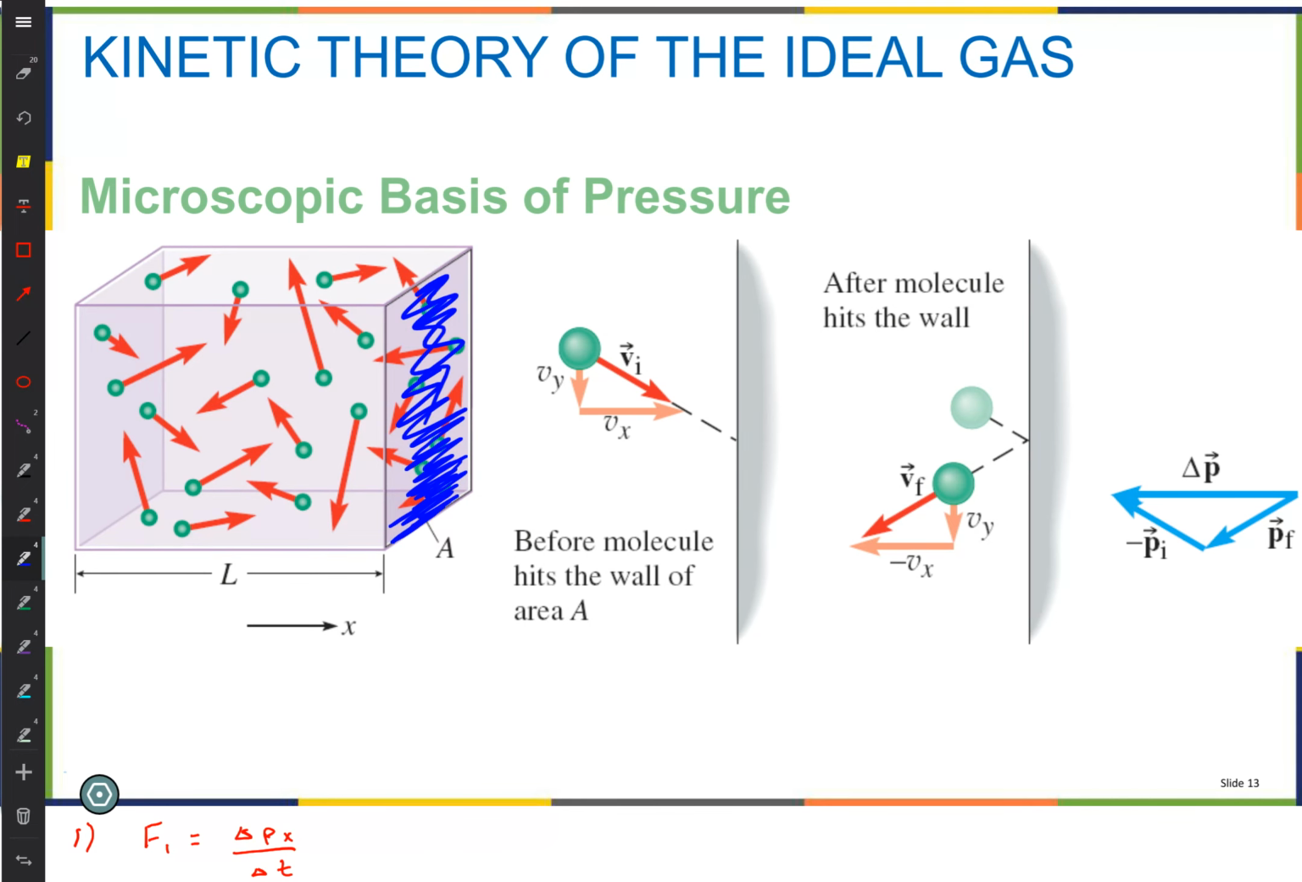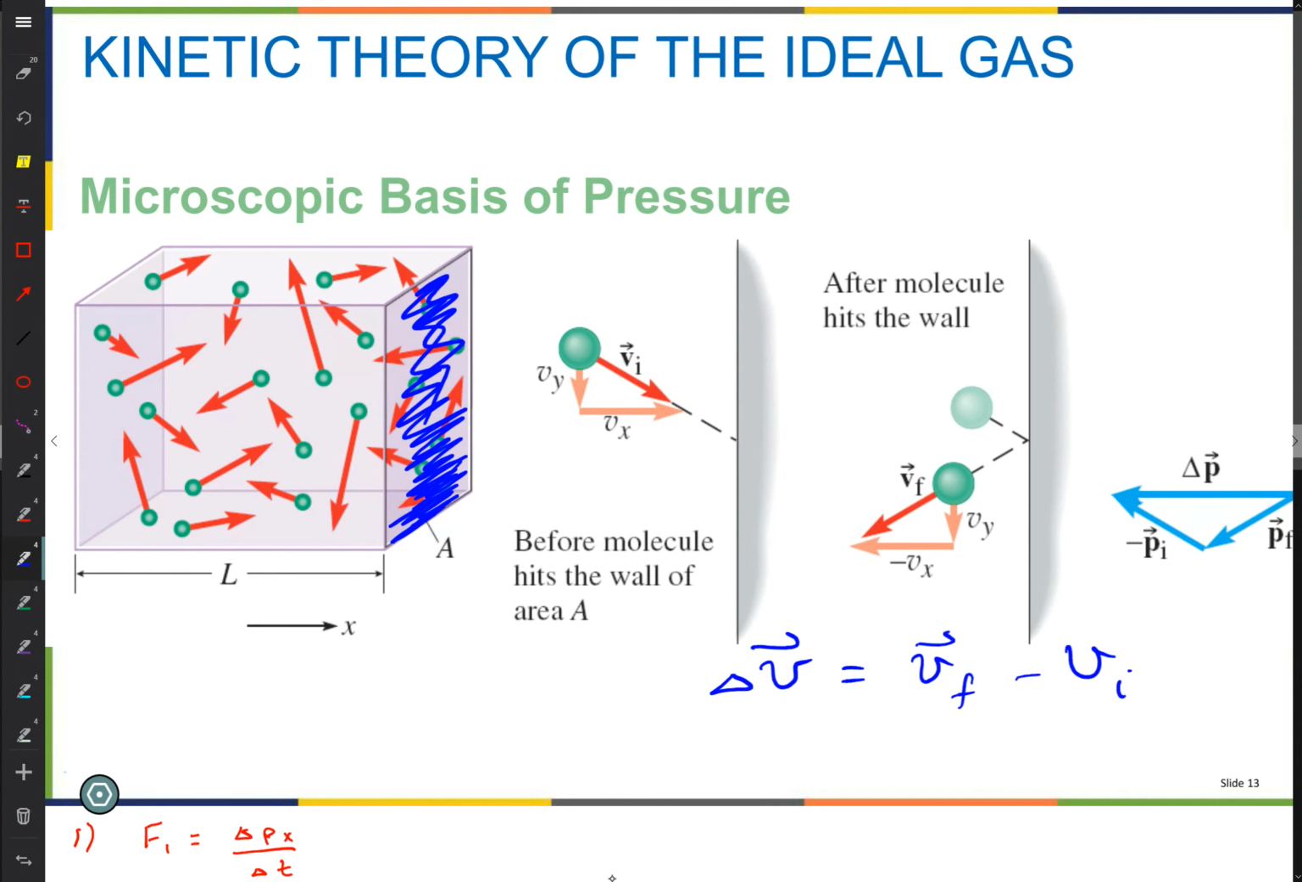So I'm going to have the change in velocity. Since it's in components, I can just say the only one that's actually changing is Vx final minus Vx initial in the x direction.